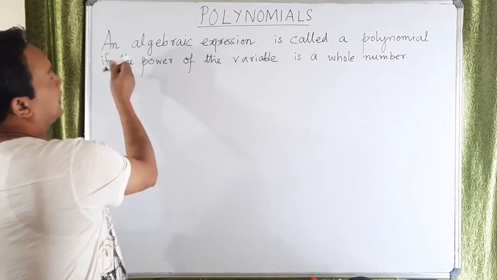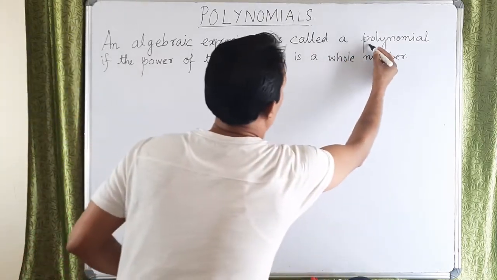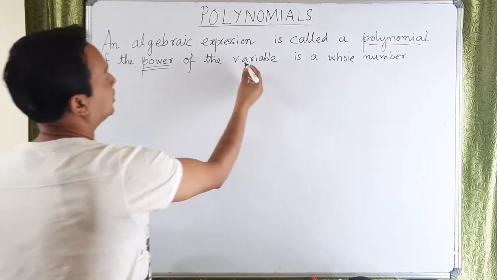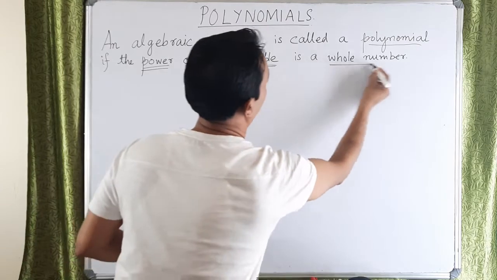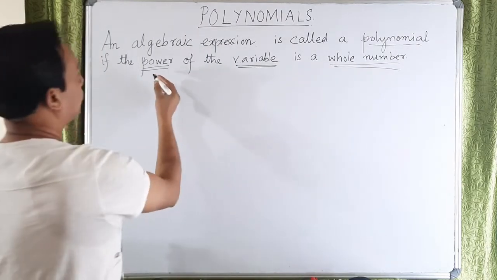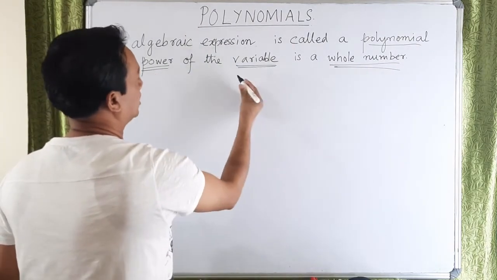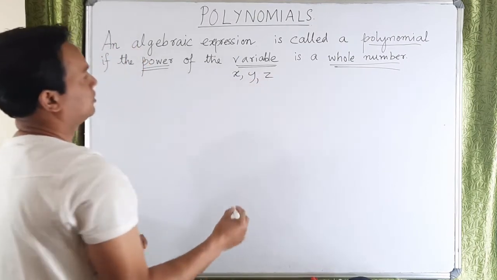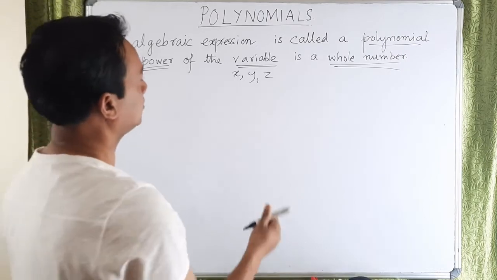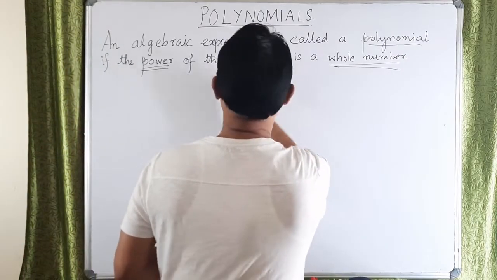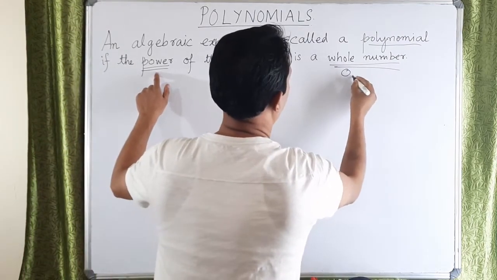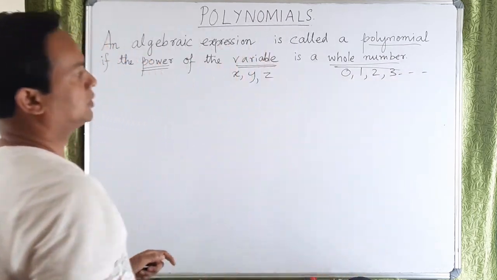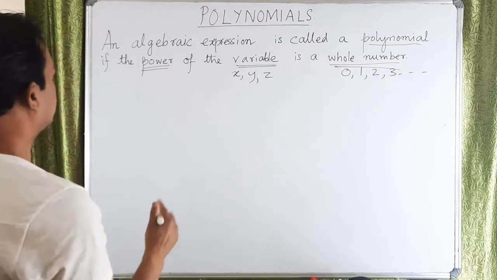What is a polynomial? An algebraic expression is called a polynomial if the power of the variable is a whole number. Let's see, power of the variable. Whichever variable is involved in algebra, usually we use x, y, z. These are usually used for denoting the variables, and the power has to be a whole number. Whole numbers mean 0, 1, 2, 3, all the natural numbers including 0. Okay, let's take an example.